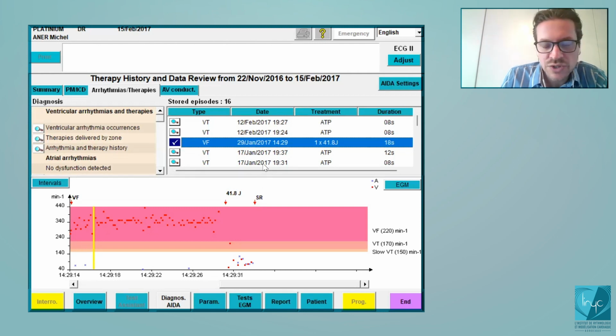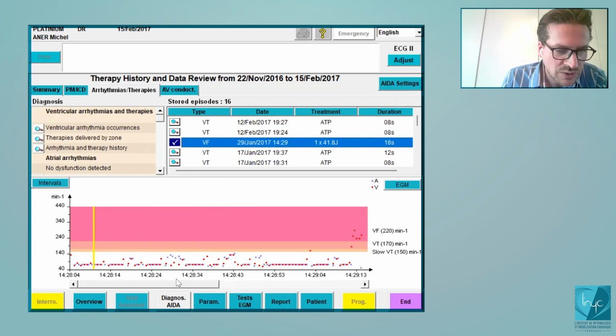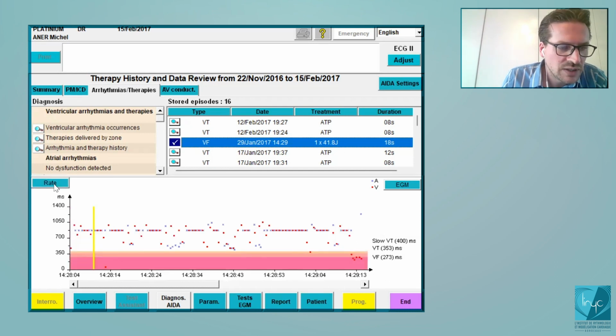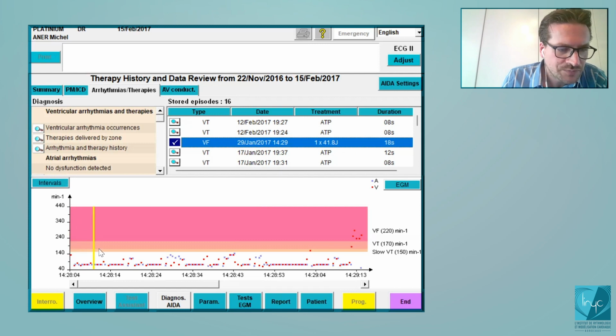So of course, as we suspected on the overview screen, there are a few episodes which are registered into the memory of the device. But let's just focus on this one. It's the VF episode, which occurred with treatment of a shock. So here we see the tachogram with intervals. Mostly we're used to looking at it a different way, meaning with intervals and not with the rate. But Microport devices like to show it in beats per minute and not in milliseconds. But you can flip it and switch around if you want to.